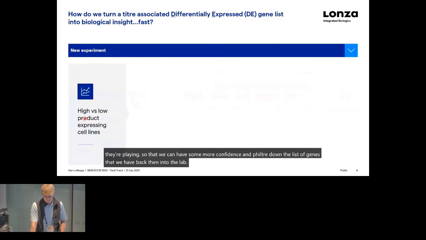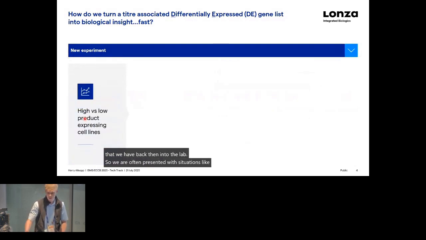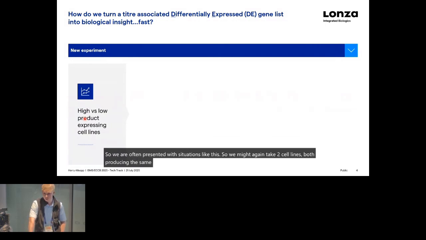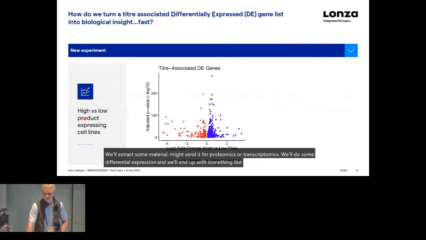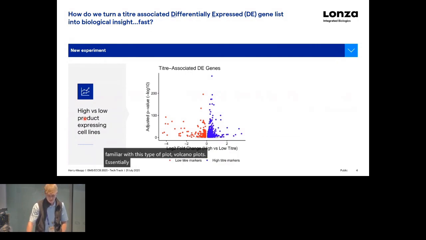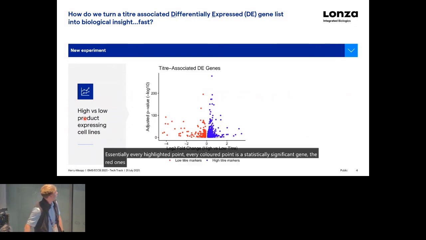So we are often presented with situations like this. We might take two cell lines, both producing the same molecule. One's performing very well, one is not. We'll extract some material, might send it for proteomics or transcriptomics, do some differential expression, and we'll end up with something like this. Hopefully people are familiar with this type of plot, volcano plots. Every colored point is a statistically significant gene. The red ones are low titer markers, and the blue ones are high titer. Titer just means the amount of product produced per cell.